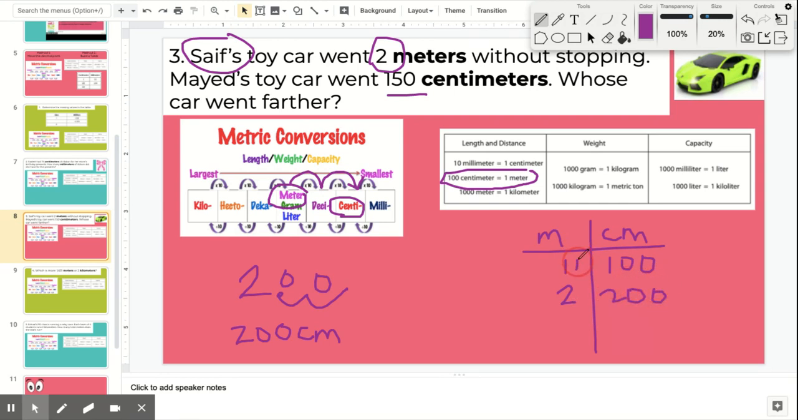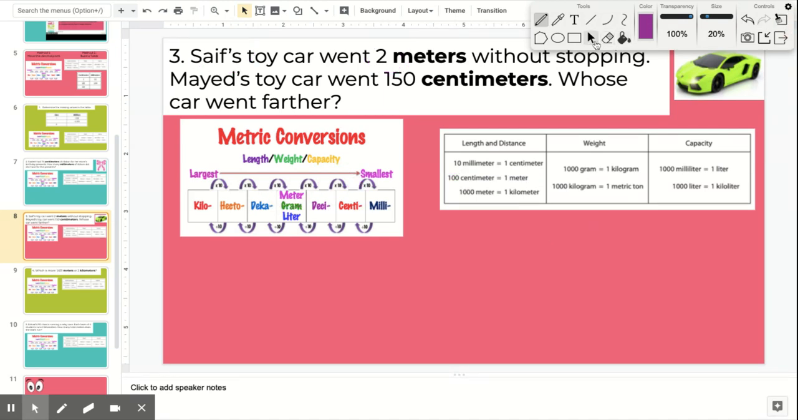Okay, the pattern you use all the way down is multiplying by 100. 1 times 100 is 100. 2 times 100 is 200. Okay, let's go to the next one.